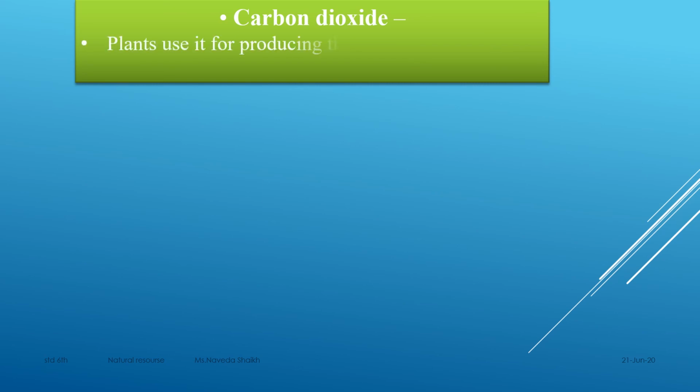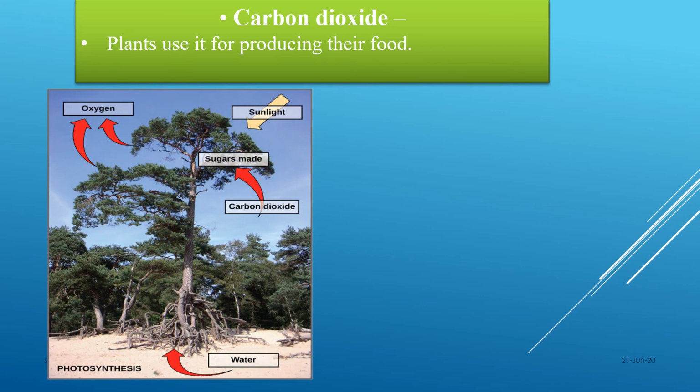Carbon dioxide gas, as we know, since last year you are learning that photosynthesis is done by plants and they require carbon dioxide gas to prepare their own food. So plants use it for preparing their own food. Here you can see a plant which is taking sunlight, which is taking water, and they have chlorophyll present in their leaves, and with the help of all these things they prepare their food and release oxygen gas. So carbon dioxide is mainly required by plants for preparing their food.